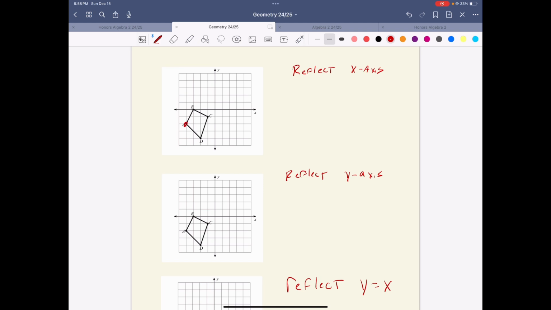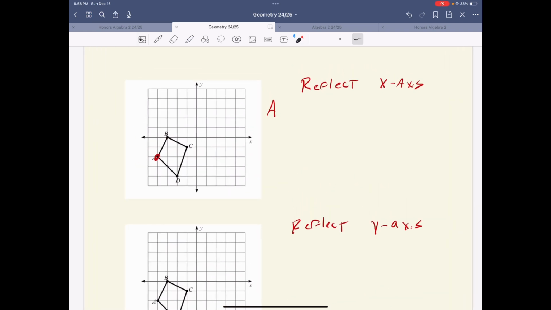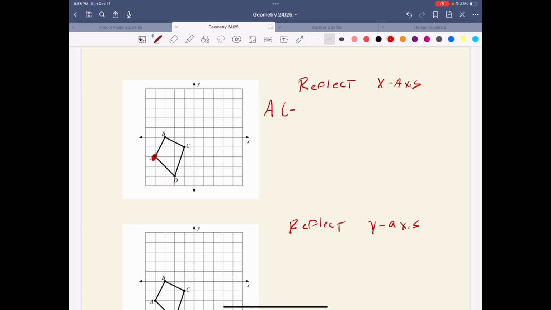And really, all I'm going to do is go on this first one. I'm just going to list my original a value. My original a value is 1, 2, 3, down 2. So my a value is at negative 3, 2. My b value is at negative 3, 0.